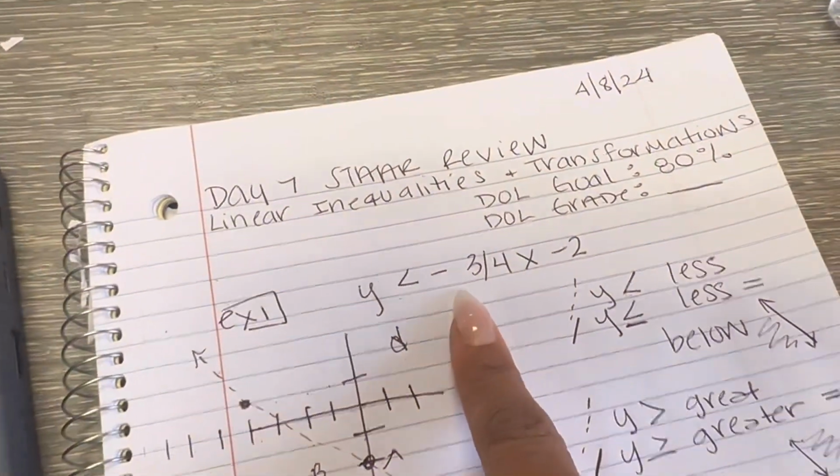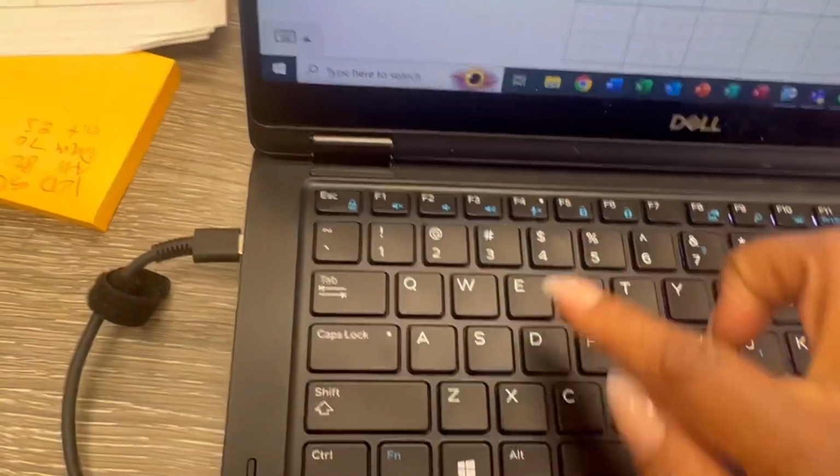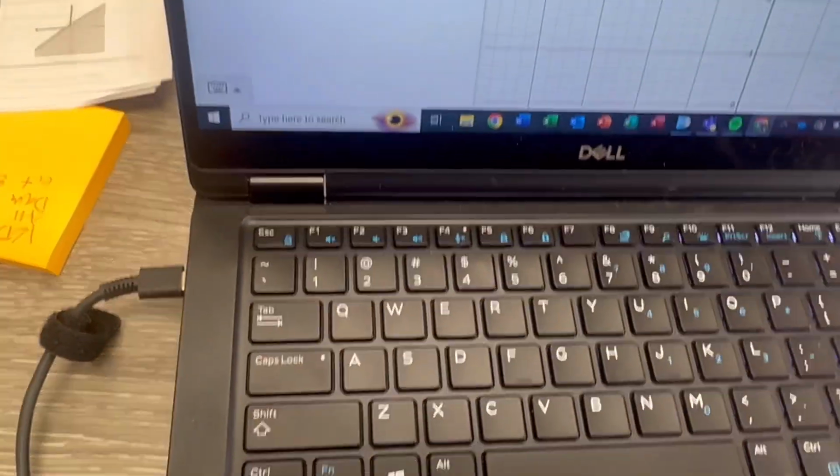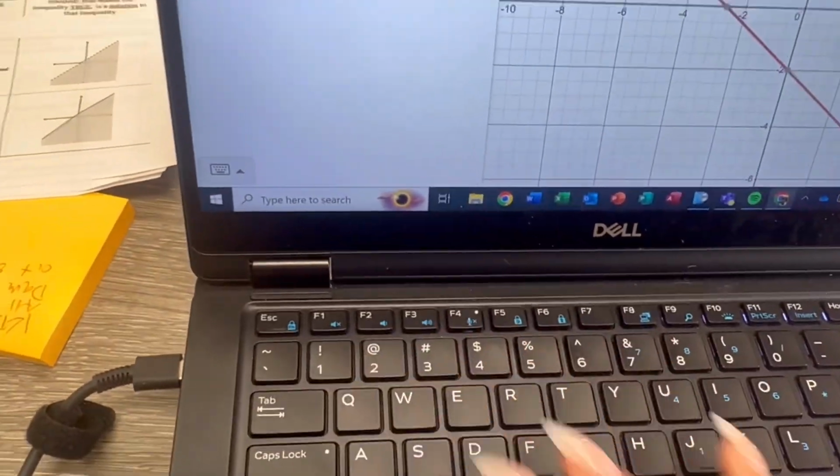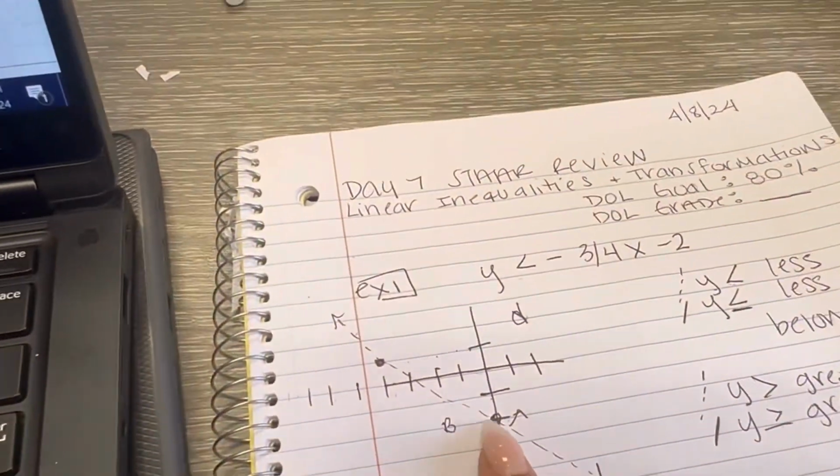You graph negative 3/4 x minus 2, negative 3/4 x minus 2. There's a line. Does it look like this line here? Oh, look at that.